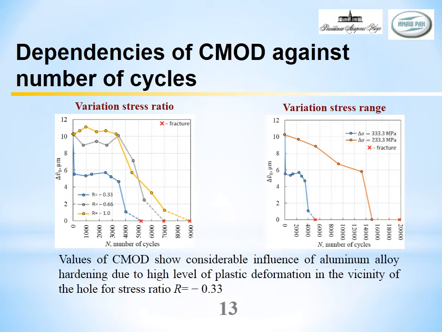Dependencies of crack mouth opening displacements against number of cycles. Values of crack mouth opening displacements show considerable influence of aluminum alloy hardening due to high level of plastic deformation in the vicinity of the hole for stress ratio minus 0.33.